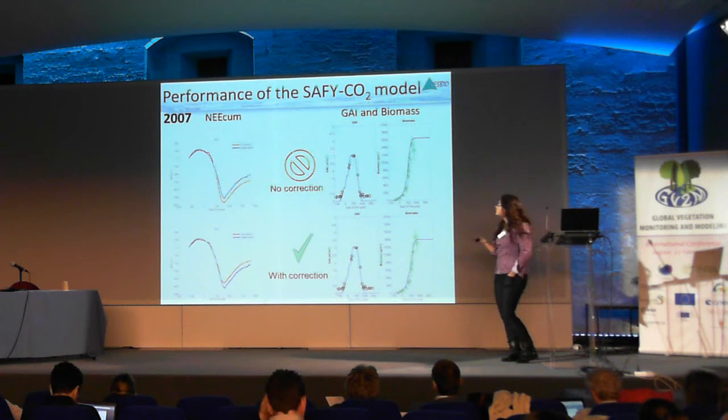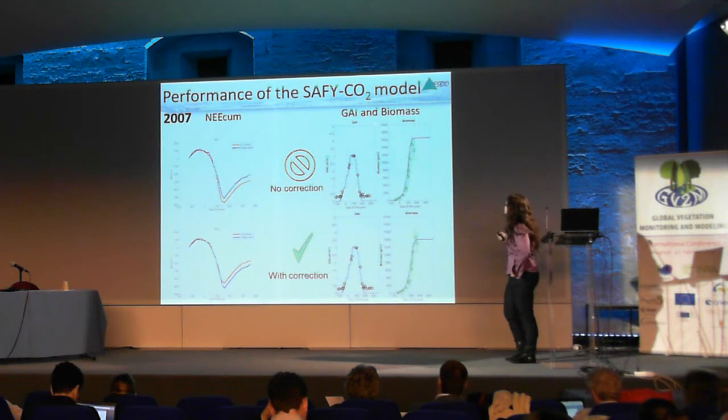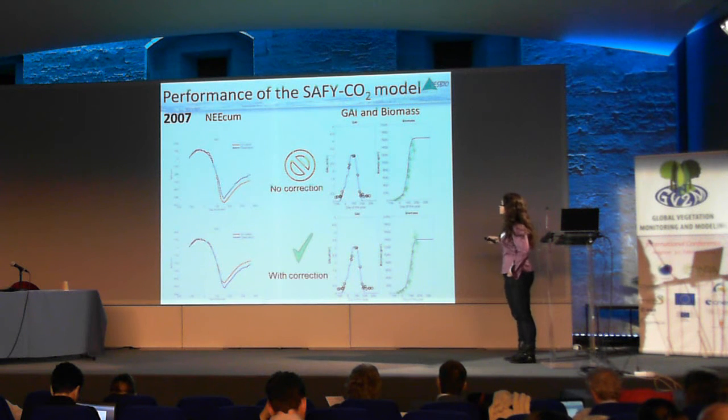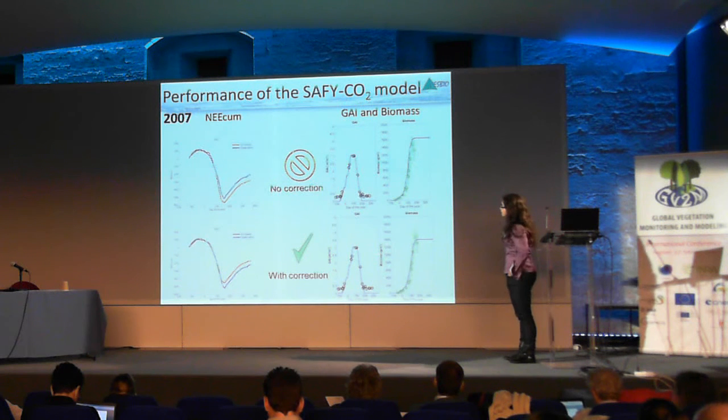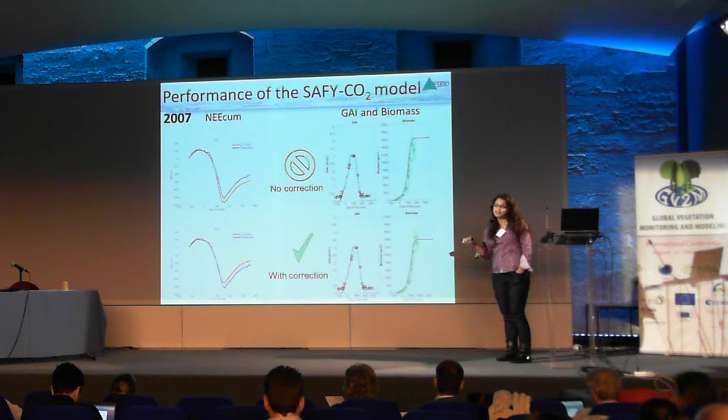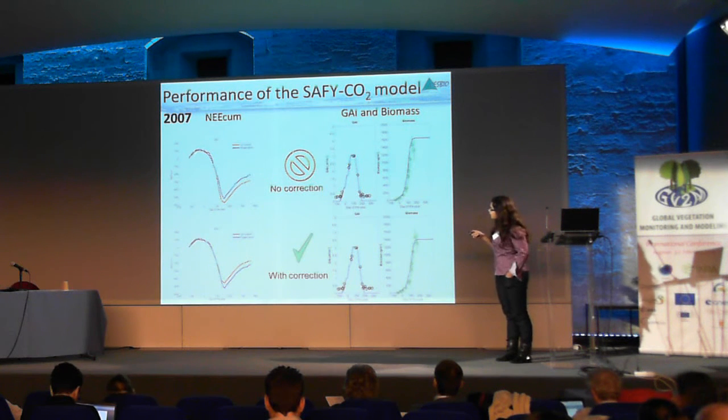If we take a look at the right side, we have the estimation of the GI biomass, the GI simulated in blue, and the observation in black and green. We see that the correction doesn't bring a lot of influence. They are quite the same. And here, the cumulative NE over the season, we can see there is slight improvement.